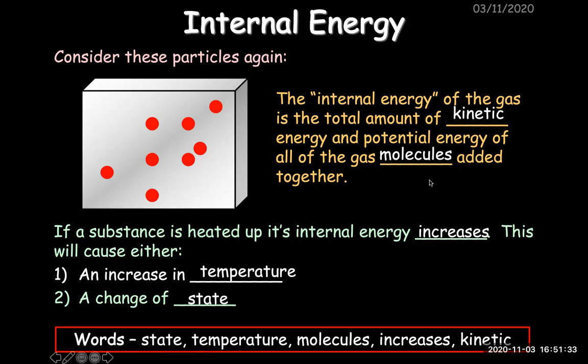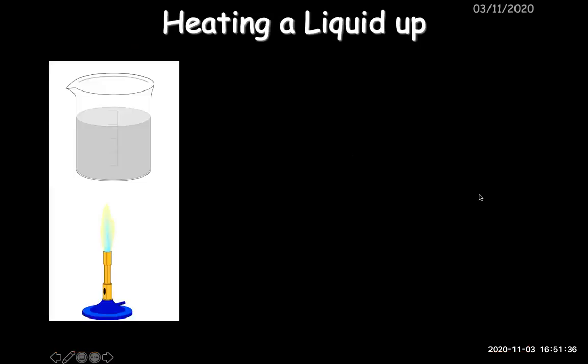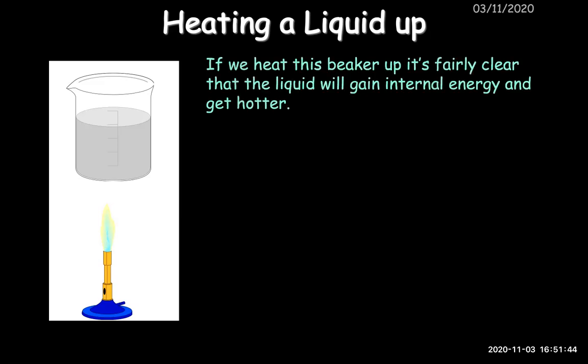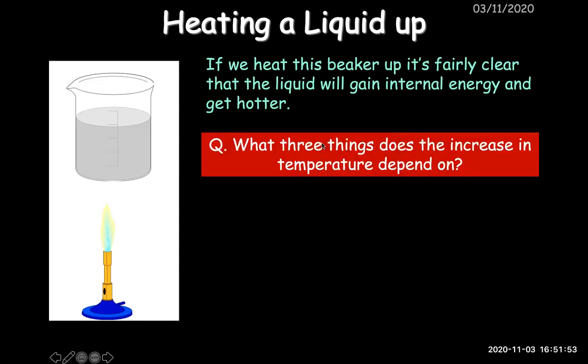Take, for instance, this Bunsen burner and a beaker containing water. If we heat the beaker up, it's fairly clear that the liquid will gain internal energy and it'll get hotter, or its temperature will increase. What three things does the increase in temperature depend upon? Have a think about that for a second and pause the video.